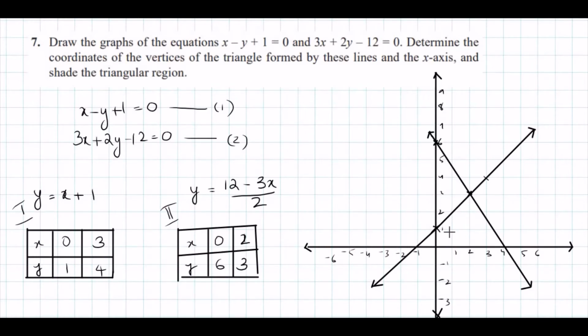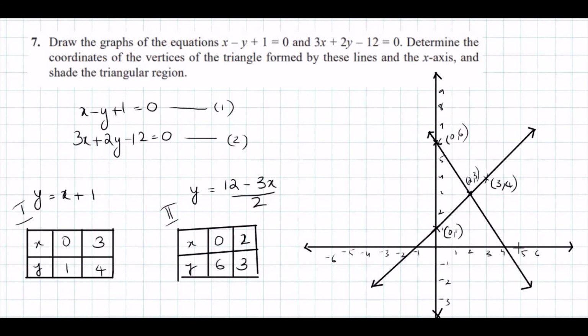So for the first equation, you get 0, 1 and 3, 4 as the solution. So this is the straight line for the first equation. And for the second equation you get 0, 6 and 2, 3 as the points on the graphs. So this is the straight line for the second equation. Now you can see a triangle formed.